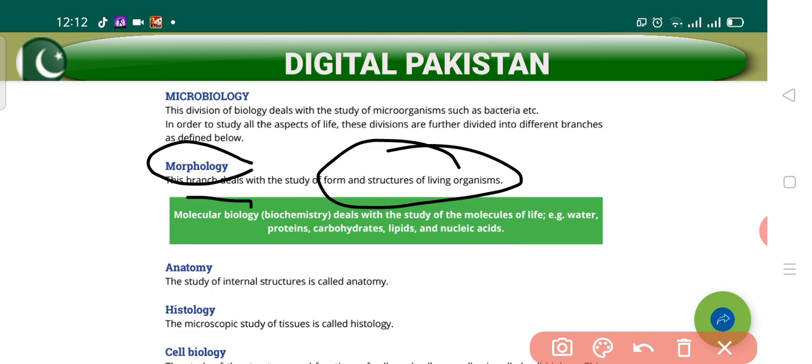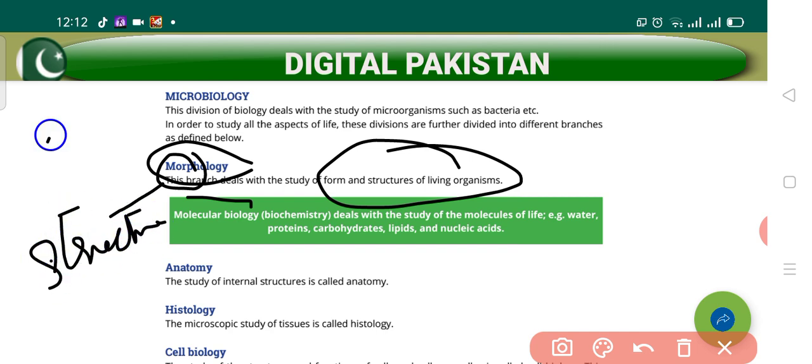Morphology is morpho. What is the meaning of morpho? Morpho means function. Sorry, that is structure. Morpho means structures or forms. So to study the structure is known as morphology. To study the structure of a living organism is known as morphology. Is it clear to you? Any doubt relevant to that? Hope so. Everything is clear.